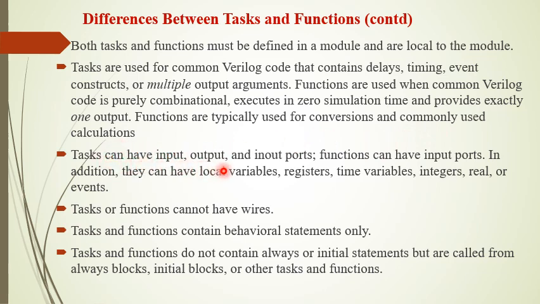Tasks can have input, output and in-out ports. Functions can have input ports. In addition to that, they can have local variables, registers, integers, real or events. Tasks and functions cannot have wires, note this, and they can contain only behavioral statements. So we know that when we are using behavioral statements, we usually use variables or registers. And tasks and functions do not contain always or initial statements, but are always called from the initial or the always blocks.